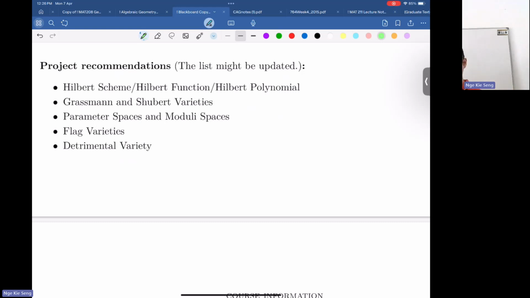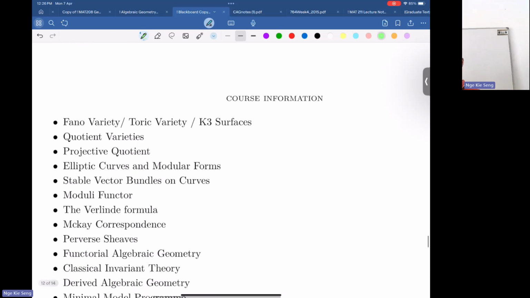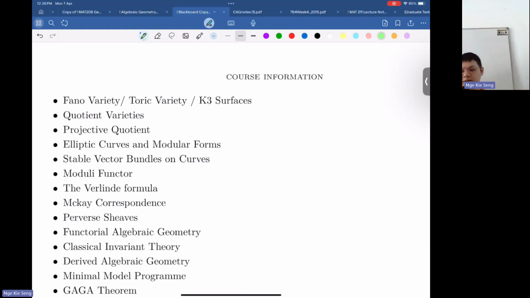And then flat varieties, determinantal varieties, and then Fano variety, toric variety, K3 surfaces are very famous in mathematical physics. You can do quotient varieties. If you learn about quotient group and so on, what is quotient variety, then projective quotient. We'll do projective variety in class, and this is a quotient that's projective. Or you can do elliptic curves and modular forms, and this will be very related to algebraic number theory. Or you can do stable vector bundles on curves.